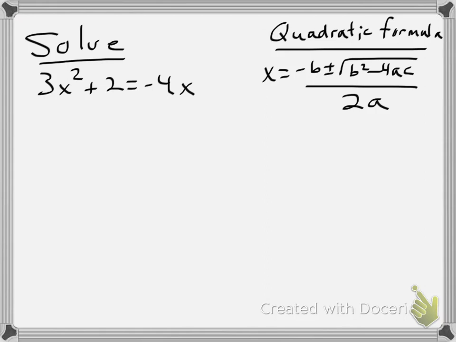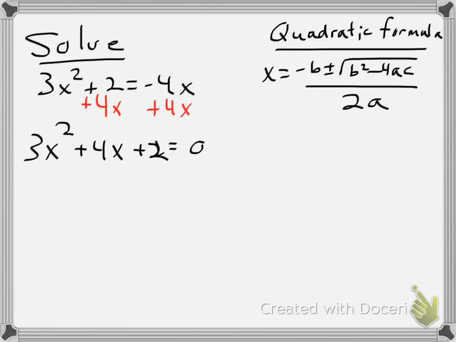So to solve, I need to get all my terms on one side, which means I need to move my 4x, and I'll add it to the other side. So now I'm solving the equation 3x squared plus 4x plus 2 equals 0.